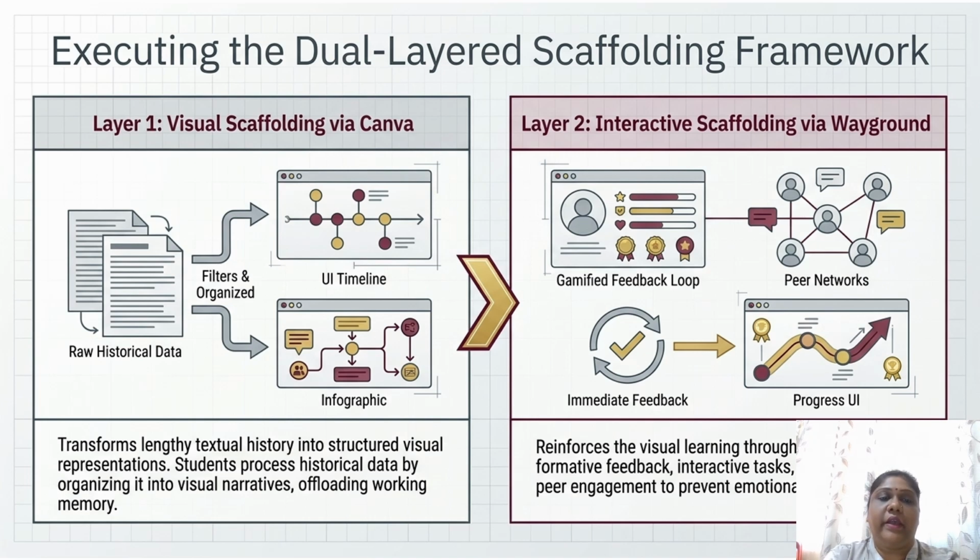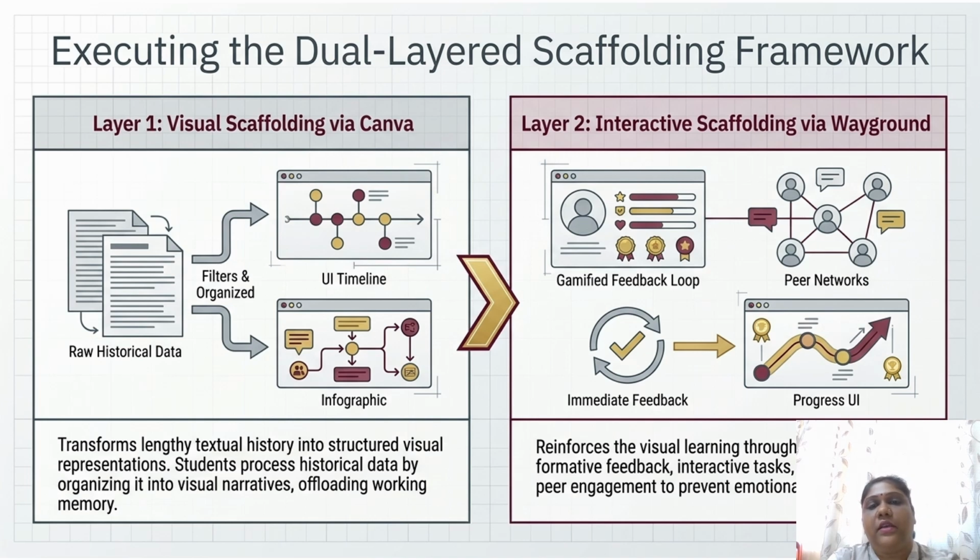So the data is filtered and organized, and then we use it for the timeline. In Malay we call it a chronology. Okay, and then we're using the infographic, so we transform the lengthy textual history into structured visual representations.